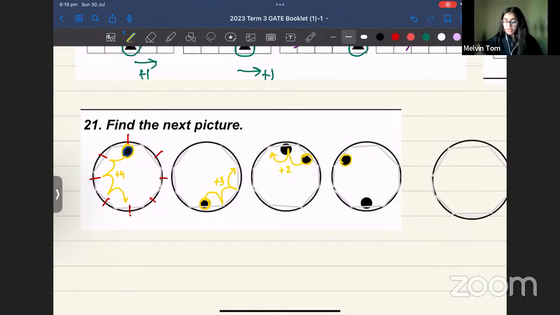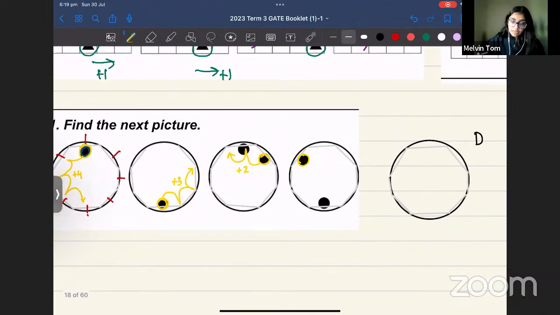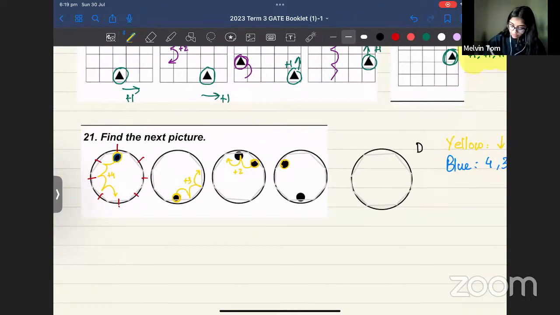It's moved twice. What that clearly means is, let's write, yellow is moving +4, +3, +2, and the next one will obviously be +1. Let's look. It's moved +1, and the yellow circle would be right there.